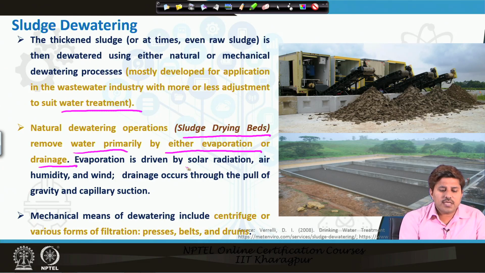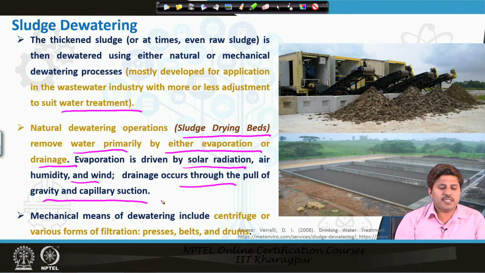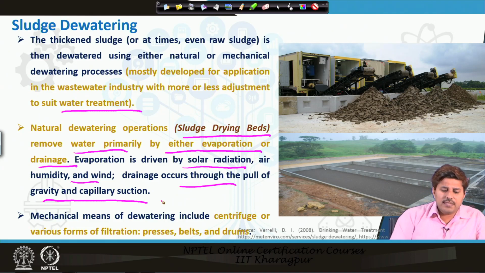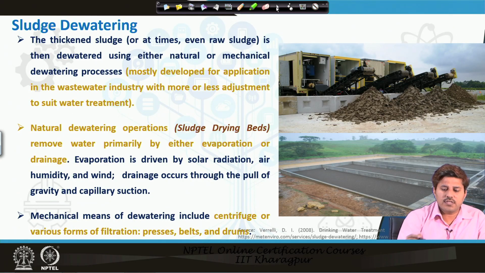Okay. So evaporation is driven by solar radiation, air, humidity and wind, and drainage is basically through the pull of gravity and capillary suction. So the water through drainage goes down, and the water through evaporation goes to the atmosphere. There are mechanical means of dewatering also, again the centrifuge or various forms of filtration, filter presses, belt presses or drums. So these are used for dewatering purposes.